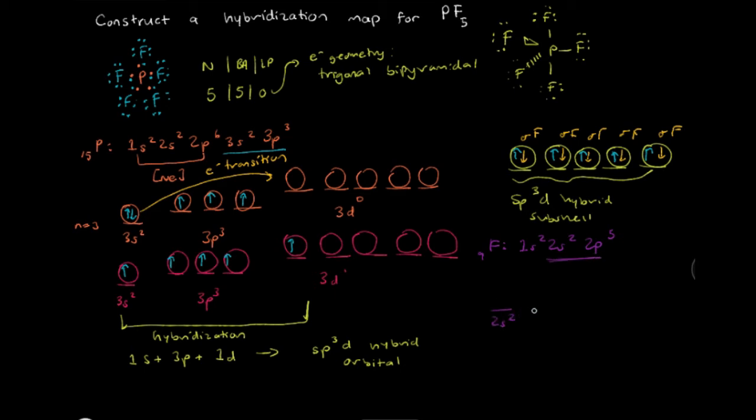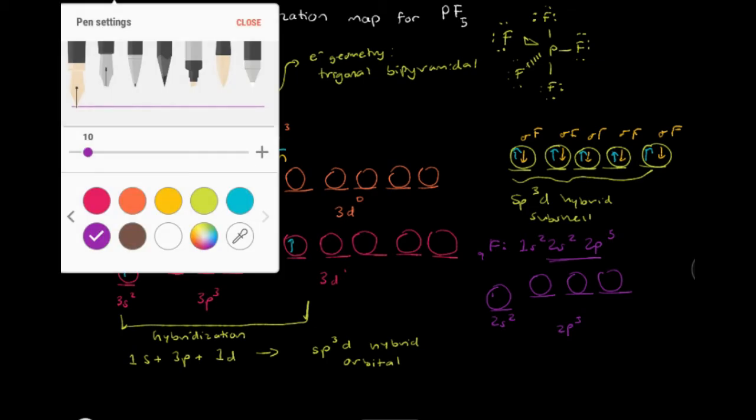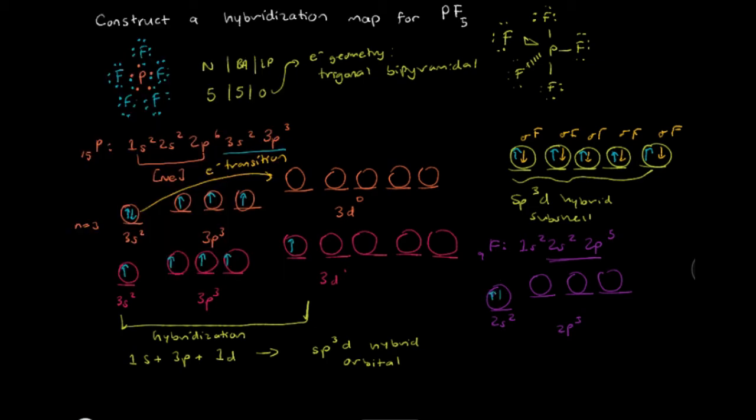This is the 2s2, right? 2p5, right? So this should be spin paired, half filled, spin paired, and spin paired. So this is essentially what we have. If you look at fluorine, you can see that there are 3 non-bonding electron pairs, and we have 1 set of bonding electron pairs.